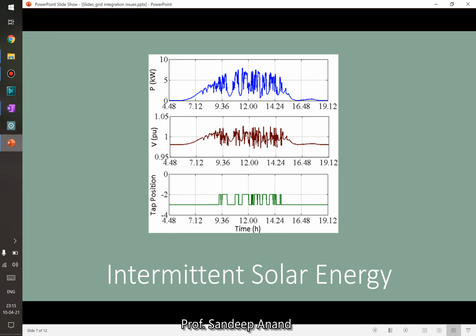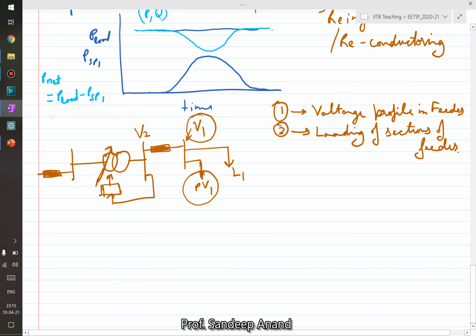So again, this is a very specific problem which is coming because of the solar. Now one might say that this is like fluctuation of load, so this also could come potentially because of load fluctuation. Yes, it can, but there is still a little bit of difference in terms of the property of solar and of other loads.